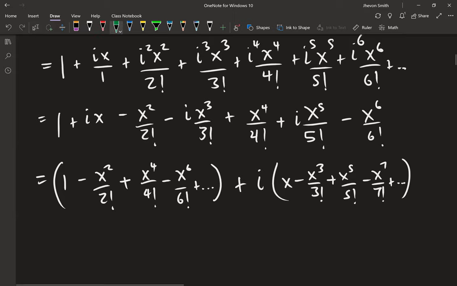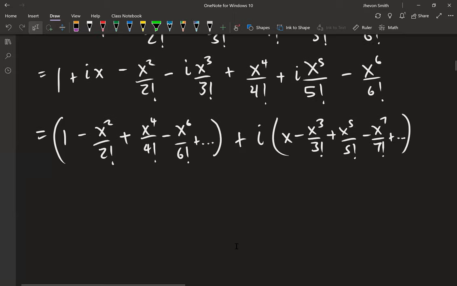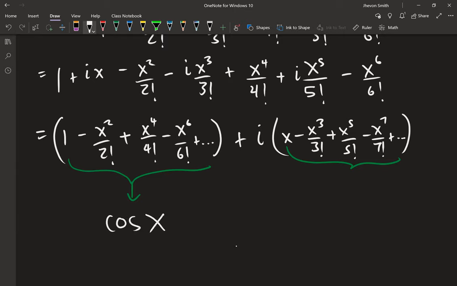Now, those of you who, well, we never wrote this out before, so maybe you won't see it right away, but for those of you paying attention, that is actually a cosine. This is actually a sine. That has even factorials and only even powers and an alternating sign. That is cosine. And this guy is actually sine.